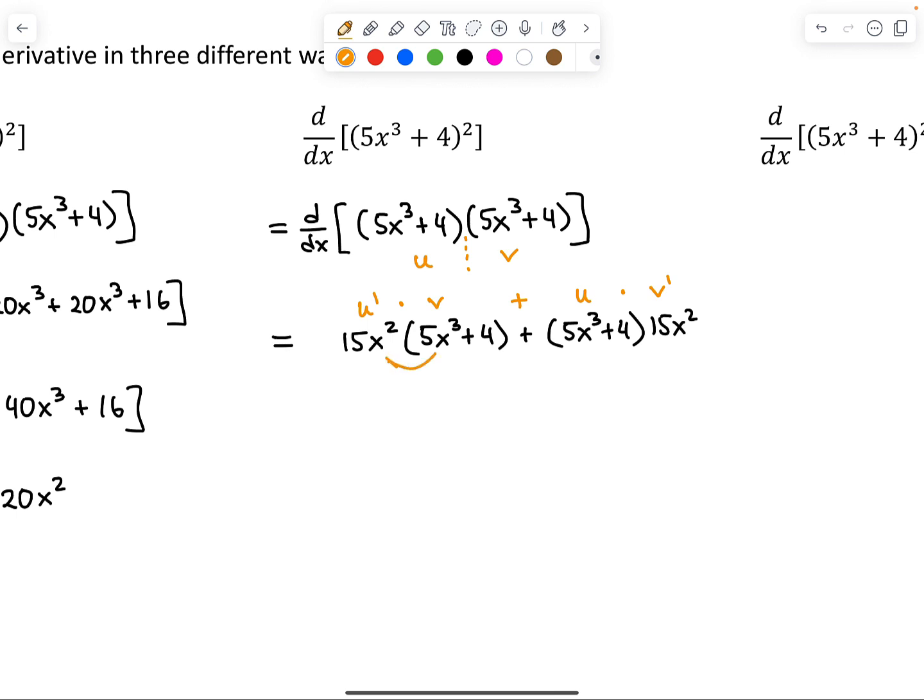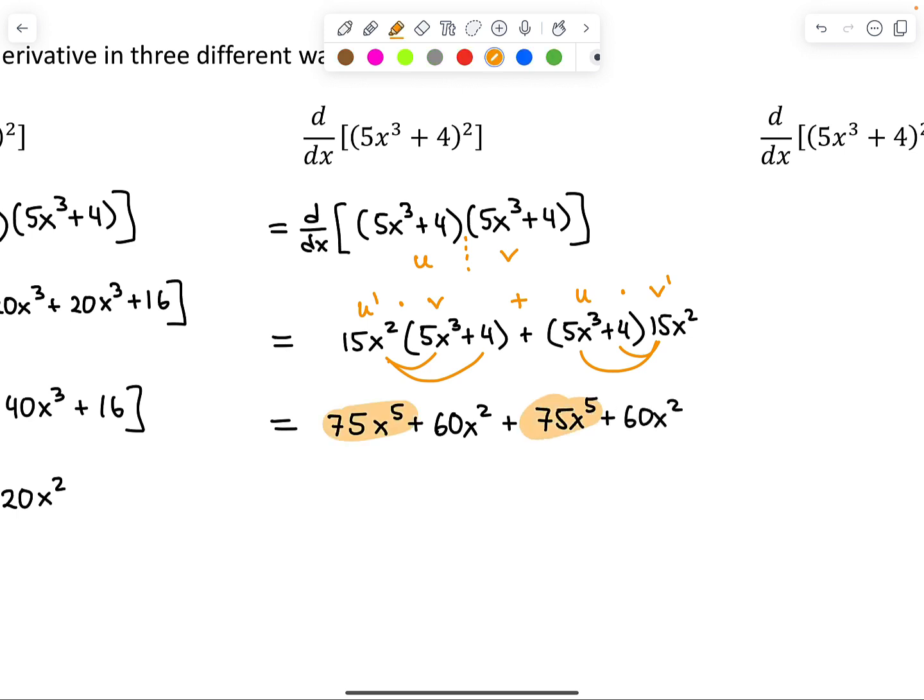Now, of course, I'm going to distribute these 15x squareds. 15 times 5 is 75. X squared times x cubed is x to the 5th. Plus 4 times 15 is 60, x squared. We're going to get the same two terms again, 75x to the 5th plus 60x squared.